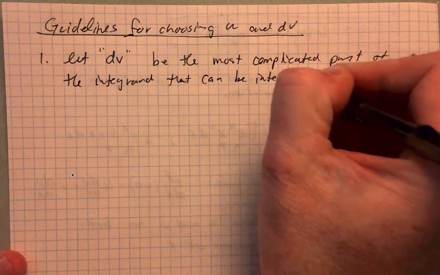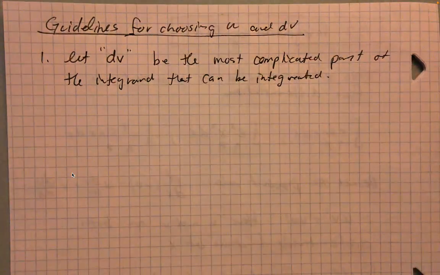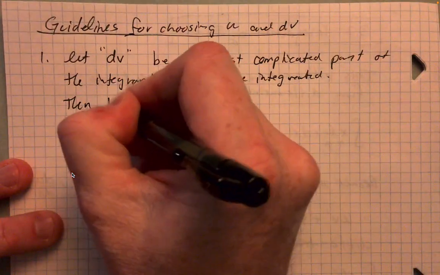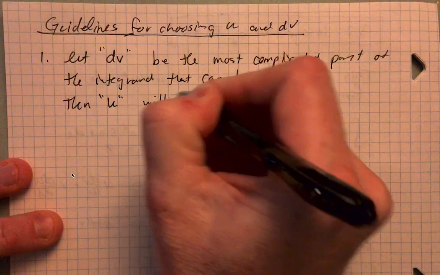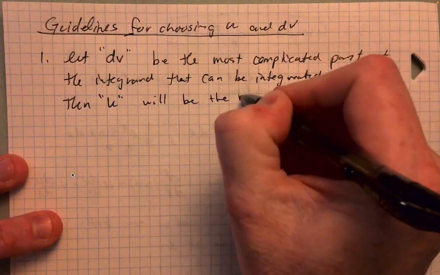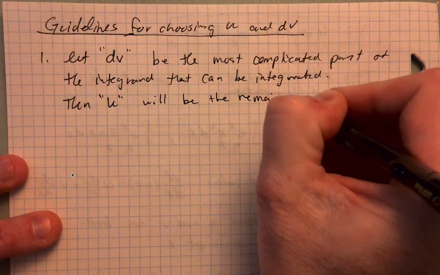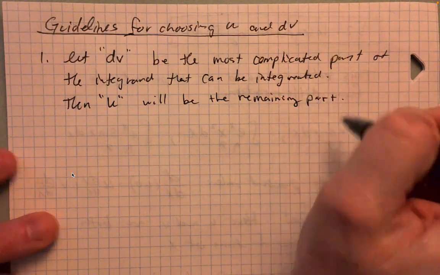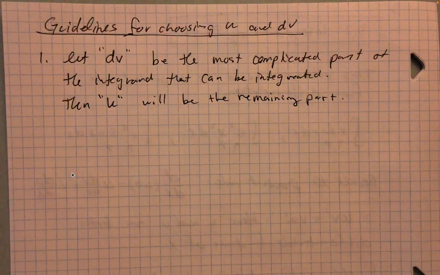Right, so it doesn't make much sense to set dv equal to the portion of the integrand that would be hard to integrate, that in fact you don't know how to integrate. You want to set dv equal to the most complicated part of the integrand that you know how to deal with. Okay, and then u will be the remaining part. Okay, so that's one guideline. This guideline is kind of dictated by your choice of dv, right? U is just the remainder.